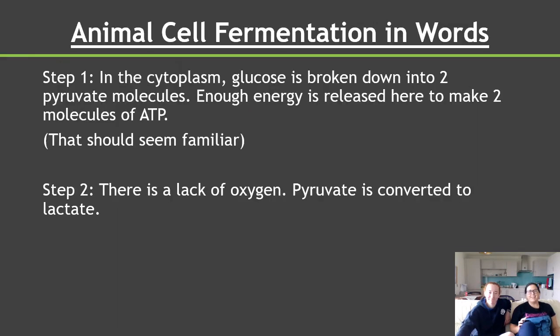Okay, now this is exactly the same as the previous slide, but again, it's in words. Now you need to be able to describe either, so you need to be able to look at a diagram and go, aha, substance X is lactate, or substance Y is pyruvate, or you might just get a question saying, describe fermentation in animal cells, and this is what you should write. So step 1, in the cytoplasm, glucose is broken down into 2 pyruvate molecules. Enough energy is released here to make 2 molecules of ATP. Now that should seem very familiar.